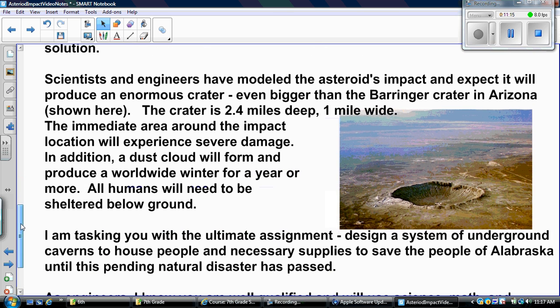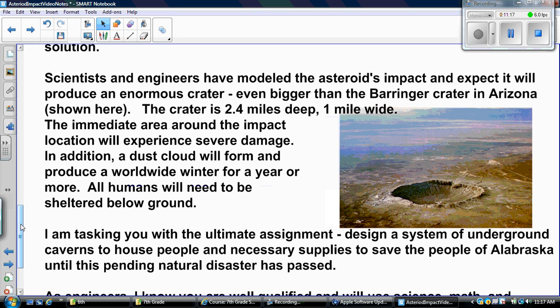Scientists and engineers have modeled the asteroid impact and expect it will produce an enormous crater, even bigger than the Barringer crater in Arizona, shown in this picture. The crater is 2.4 miles deep and 1 mile wide. The immediate area around the impact location will experience severe damage. In addition, a dust cloud will form and produce a worldwide winter for a year or more. All humans will need to be sheltered below ground.